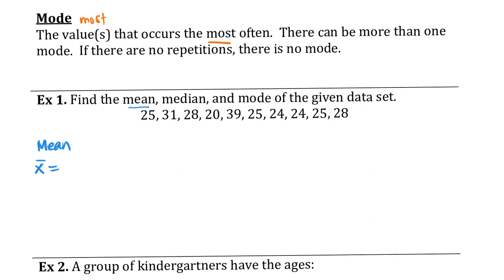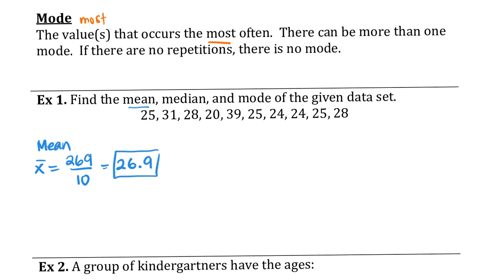So I'm going to add up all the numbers in this giant list. Let me get my calculator. 25 plus 31 plus 28 plus 20 plus 39 plus 25 plus 24, 25 plus 28. Okay, I added them all up and I got 269. And then I'm going to divide it by the number of values. 1, 2, 3, 4, 5, 6, 7, 8, 9, 10 values. So 269 divided by 10, in my calculator, I get 26.9. So the mean is 26.9.